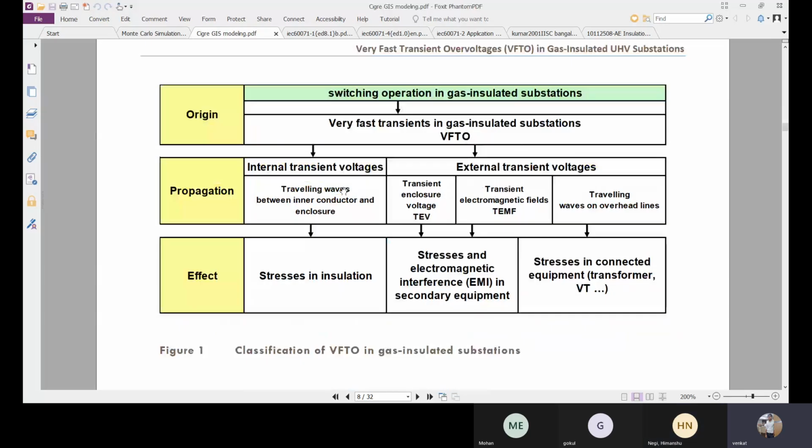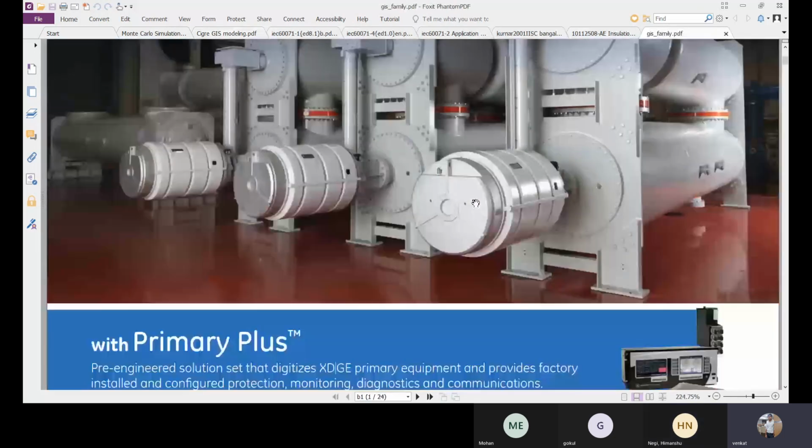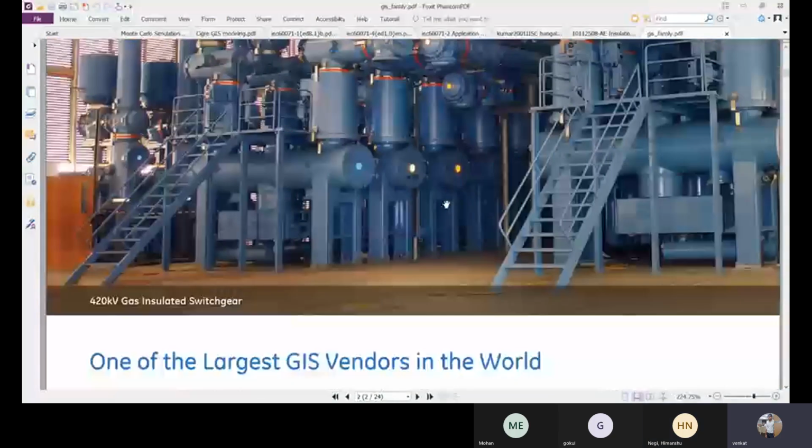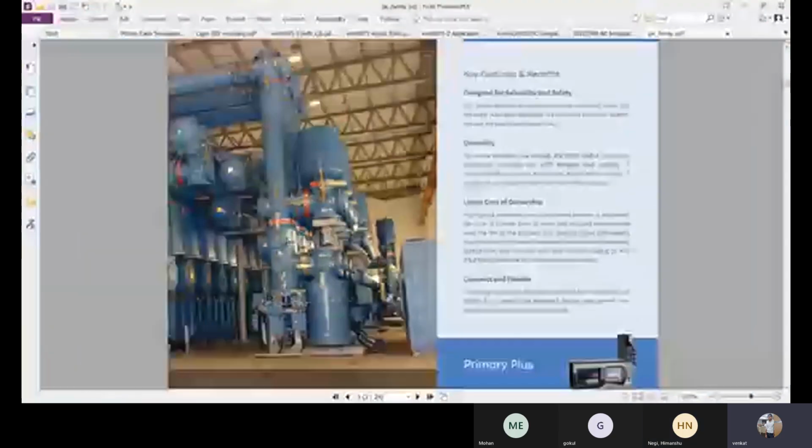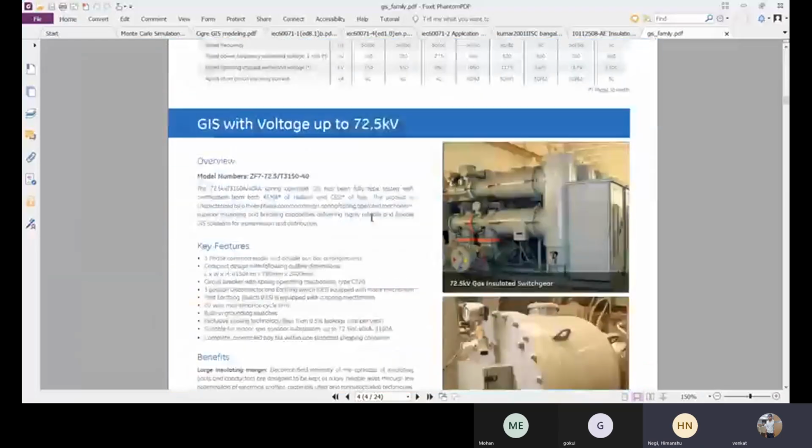Yes. Okay, what generally happens is, internal transient voltage means we have a GIS, right? We have a gas-insulated substation. GIS will be an enclosed compartment. Just wait a minute, I will show you some GIS models also. Yeah, I am aware of GIS. I have been into GIS. Yes. There we will be having some conductor in between the enclosure, right? Yes, a conductor inside the enclosure.